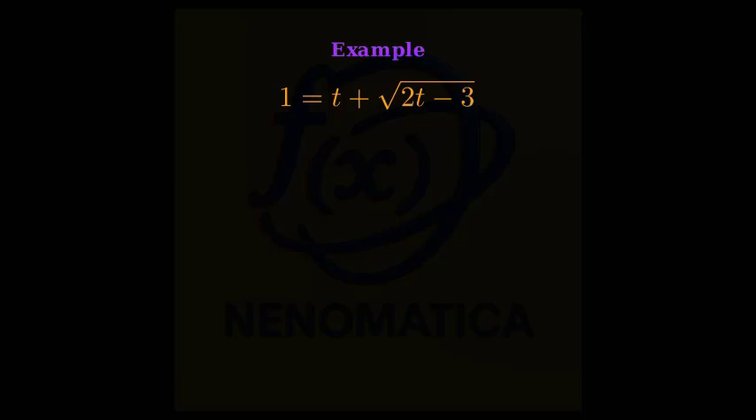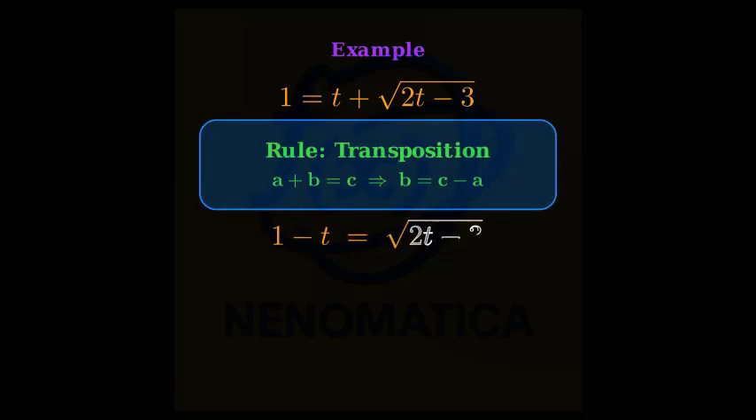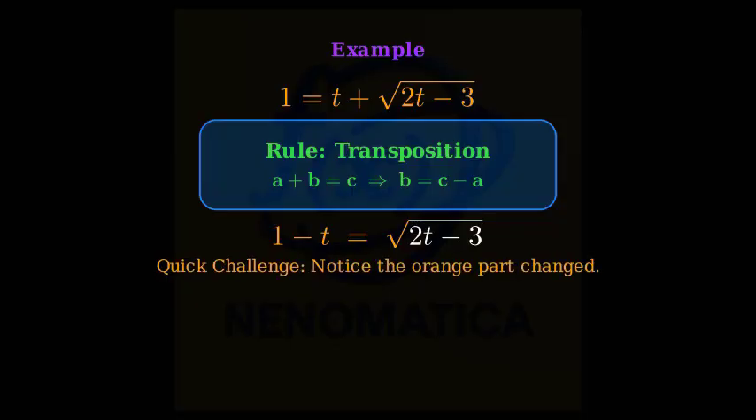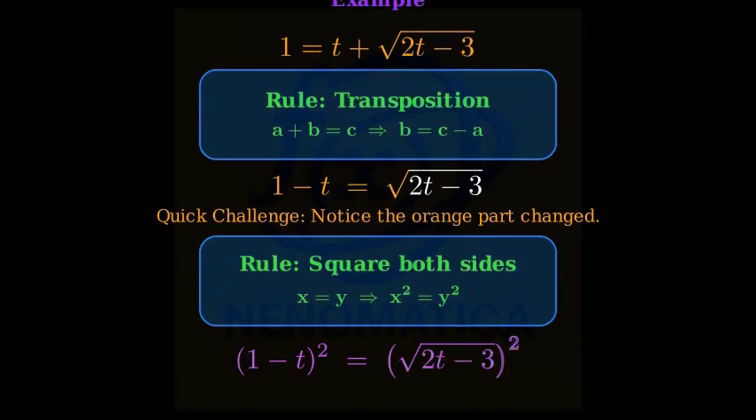Step 1. Isolate the square root term. Use transposition. Subtract t from both sides to get 1 minus t equals the square root of 2t minus 3. Quick challenge: which part changed from the previous line? Step 2. Square both sides. If x equals y, then x squared equals y squared. We square the left and the right.